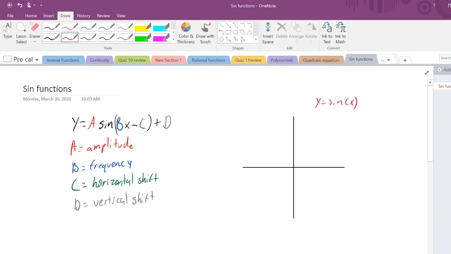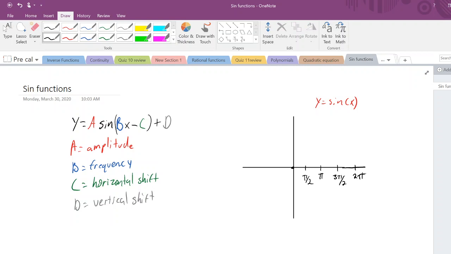In this case there's no a, no b, no c, and no d. That means we're going to have 4 points. You always start off with these 4 points, 5 if you want to include 0. So this one is pi over 2. You're going to have pi, 3 pi over 2, and 2 pi. These are the 4 key points you're going to know when there's no shift.